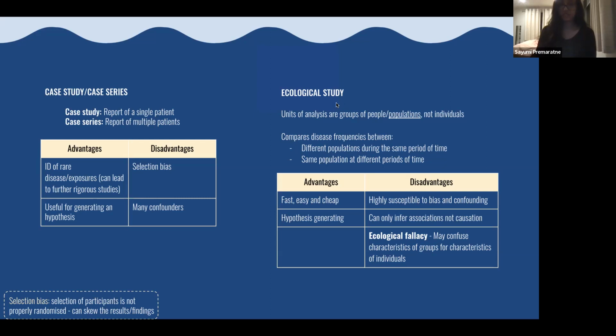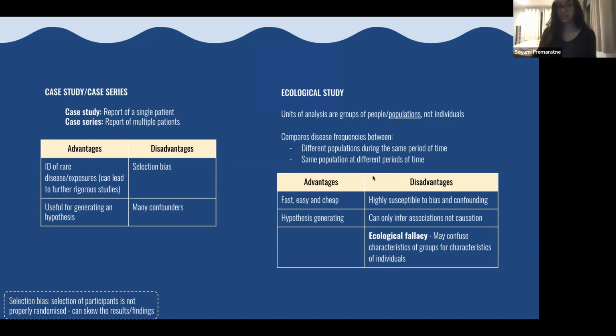So with an ecological study, the unit of analysis is a population and not an individual. What I mean by that is we might look at Australia as a whole or Canada as a whole, as opposed to the individuals themselves. And this allows us to either look at different populations at the same period of time. So we can look at Canada and Australia now in 2020 and how many people in each country smoke. Or we can look at the same population at different periods of time. So how many people in Australia smoked in 2010 and how many people in Australia smoke in 2022.